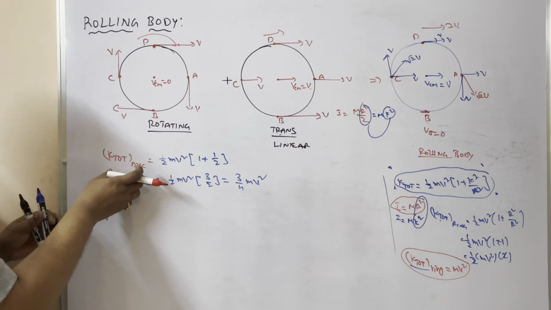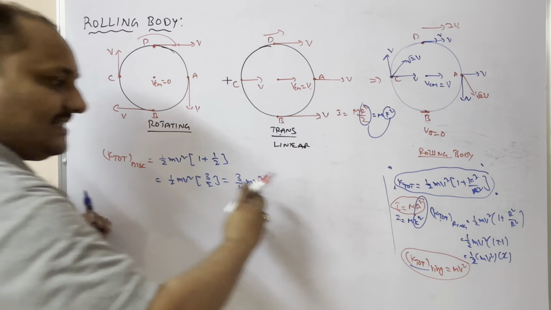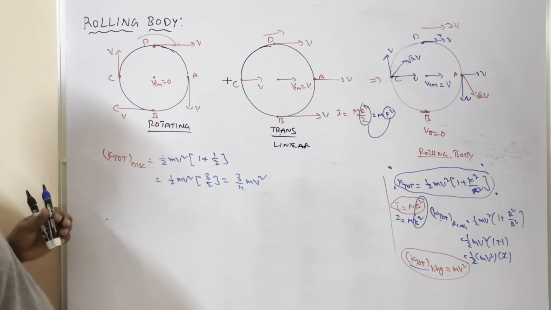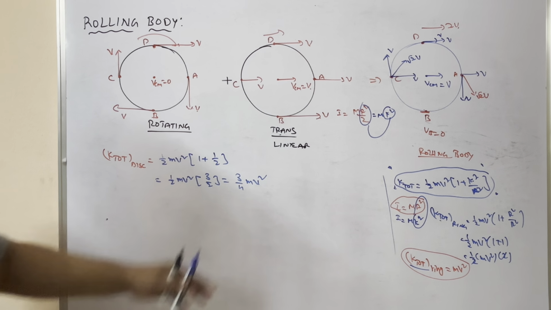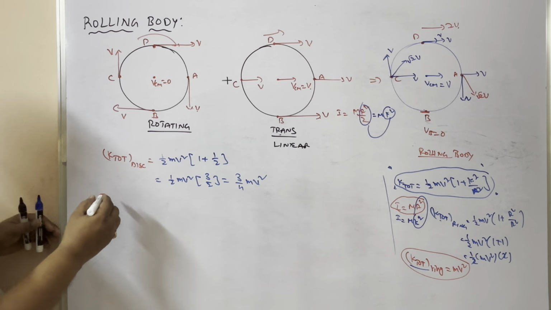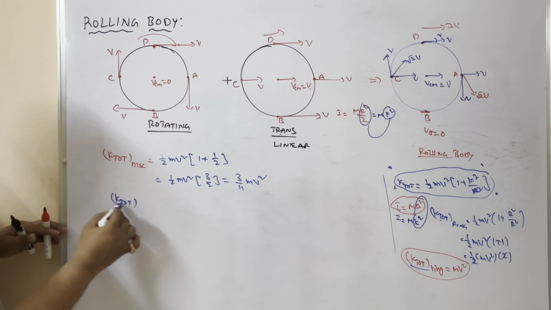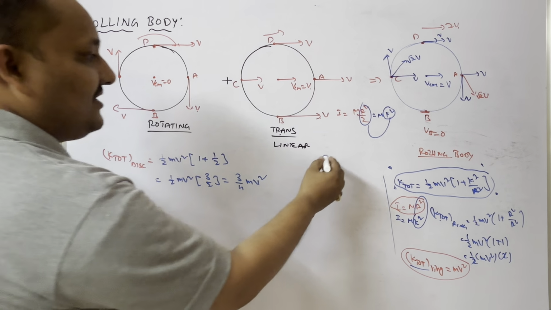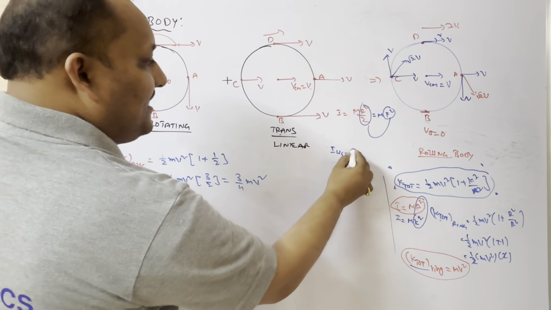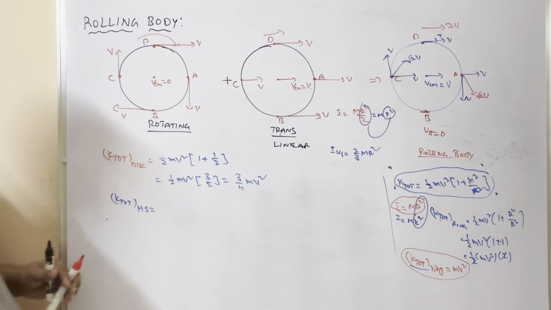What is the ratio of the total kinetic energy of the rolling disk and the rolling ring, they may ask. At that time, 3 by 4. If they ask the reverse, 4 is to 3. Like that, they may ask the question. Next, total kinetic energy of a hollow sphere. So what is the hollow sphere moment of inertia formula? Hollow sphere is 2 by 3 m r square.